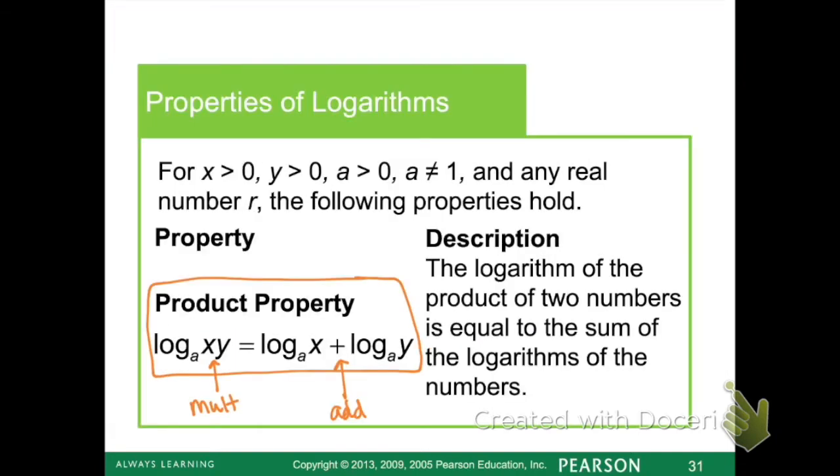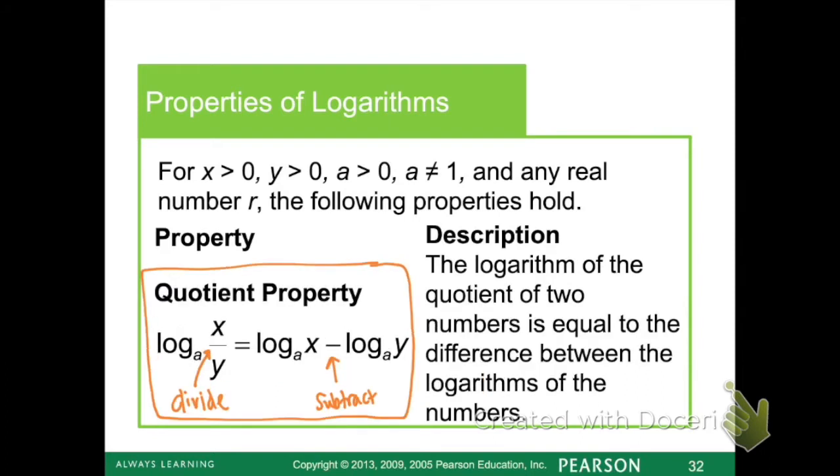The first property that we're going to look at is the product property. So if we have log base a of x times y, so we're multiplying two things like x and y, we can rewrite that using addition. So log base a of x plus log base a of y. So multiplication and addition are ways.